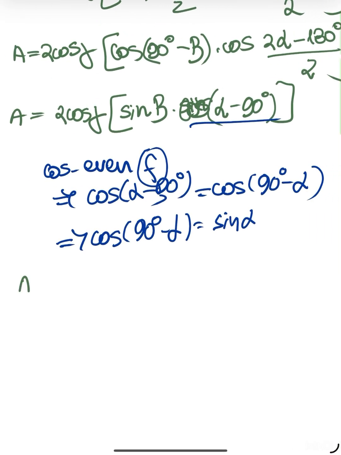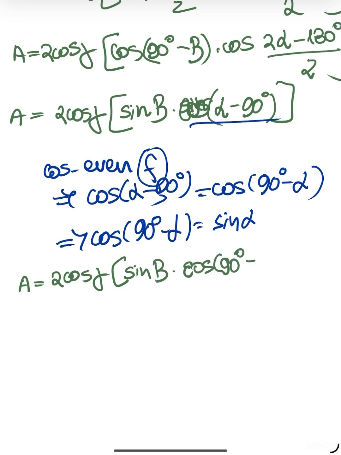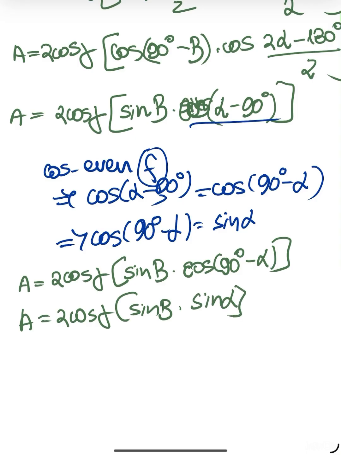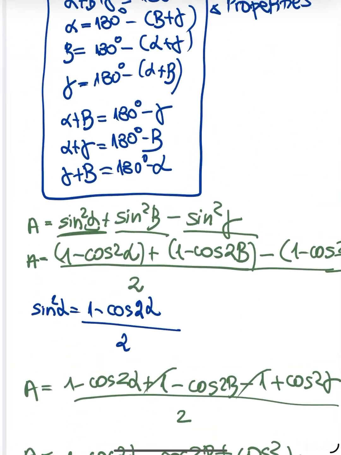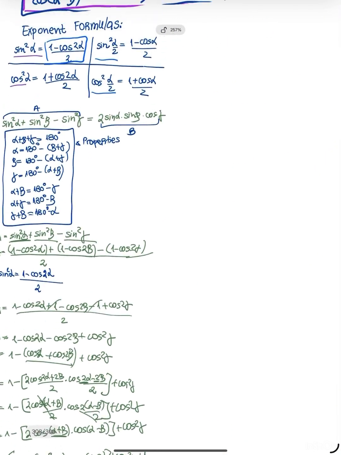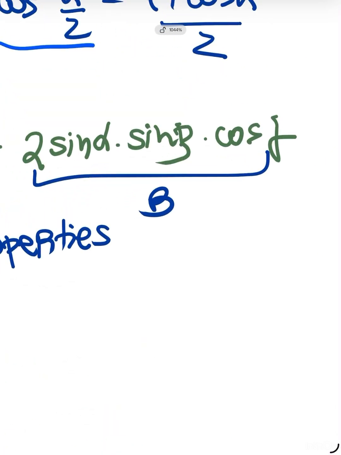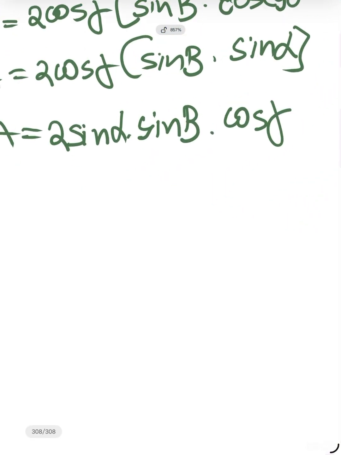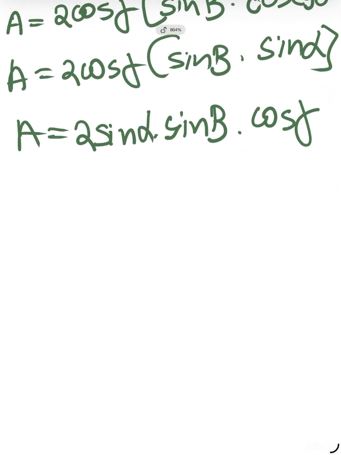We can simply write it as A is equal to 2 times cosine gamma times sinus beta times cosine of 90 degrees minus alpha. A is equal to 2 times cosine gamma times sinus beta times sinus alpha. And when we order them, 2 times sinus alpha times sinus beta times cosine gamma. So let's check identity B. When we check it, we have 2 sine alpha times sinus beta times cosine gamma, which is the same as what we obtained. Therefore, identity A is equal to identity B.